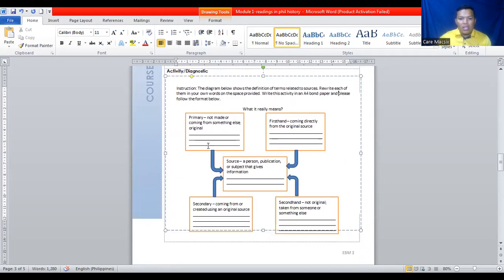So what it really means. Primary source: look for another meaning of primary source. First hand, coming directly from the original source. So look for another meaning, what does first hand mean? Yeah, write it in the space, but on another A4 bond paper there.